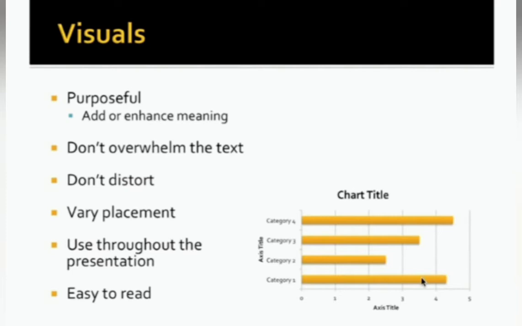You want to make sure that you vary the placement of your visuals throughout your presentation. For example, you don't want to have visuals on the left side of every single slide. This can get repetitive and boring. Make sure that you use visuals throughout the presentation and not only at the beginning or the end. And finally, if you use any visuals with text, make sure that the text is large enough and clear enough for your audience to read.